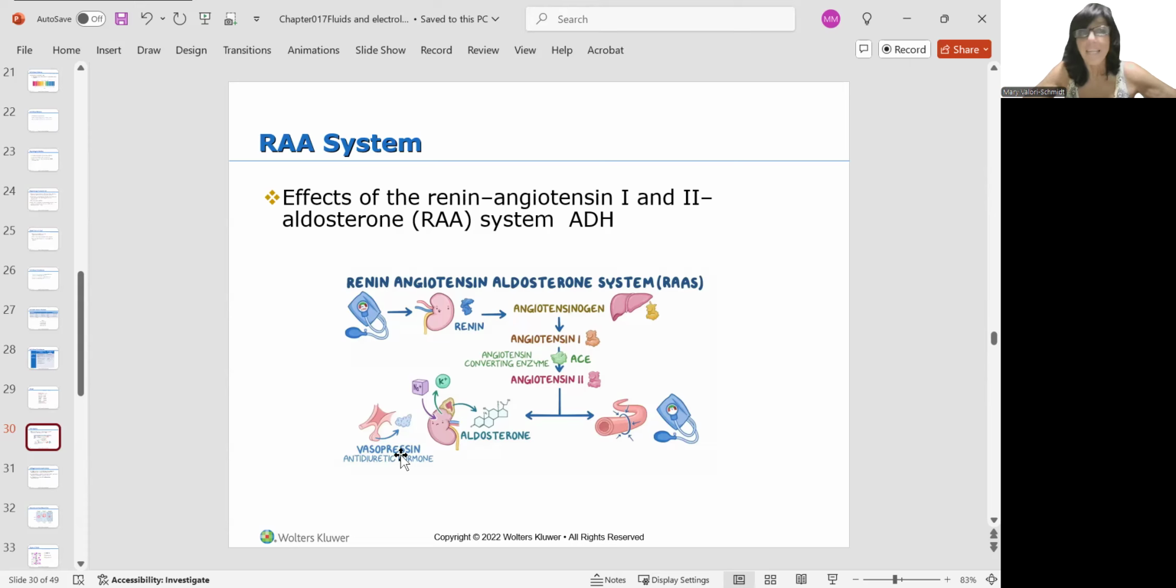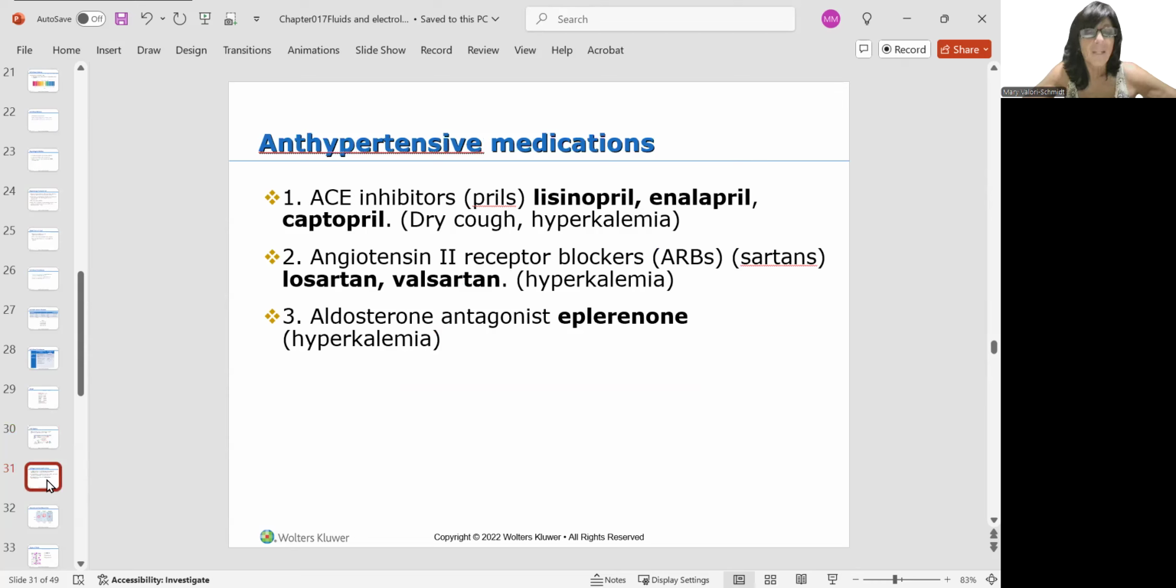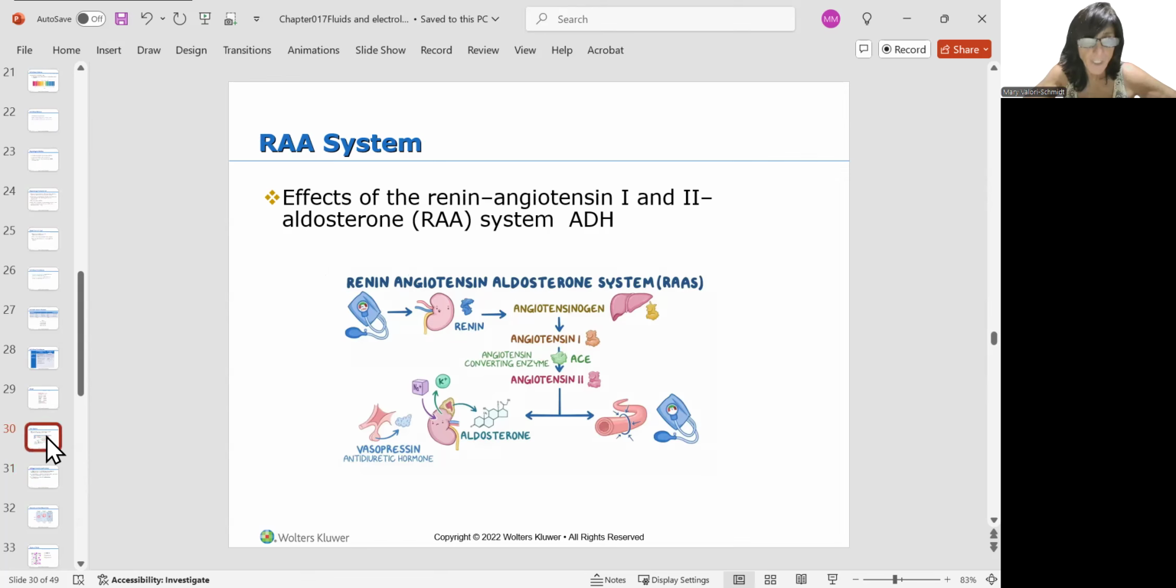The medications that we use to treat high blood pressure, go one slide ahead. These are strictly antihypertensive meds. ACE inhibitors, angiotensin converting enzyme inhibitors, right? These are the prils: lisinopril, enalapril, captopril. They treat hypertension by stopping ACE right here. They stop this whole process right here. So they don't let angiotensin 1 turn into angiotensin 2. So you never wind up making antidiuretic hormone and you pee a little bit more and your blood pressure comes down. Right?